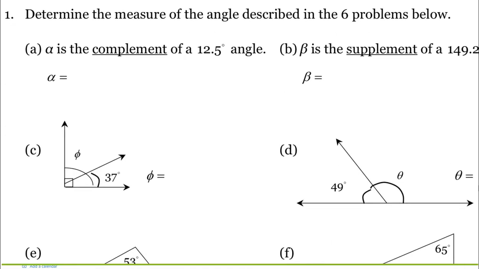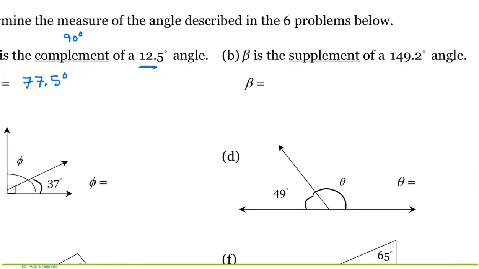Okay, I need alpha to be a complement, so that means it has to sum to 90 degrees of a 12.5 degree angle. So that's going to be 77.5 degrees. And I said 90 minus 12.5 degrees. And that is how I got my 77.5.